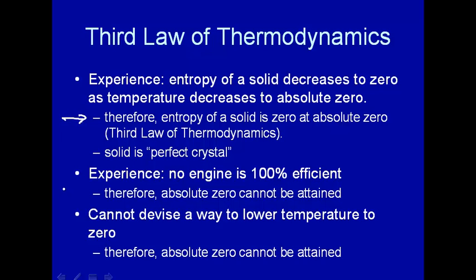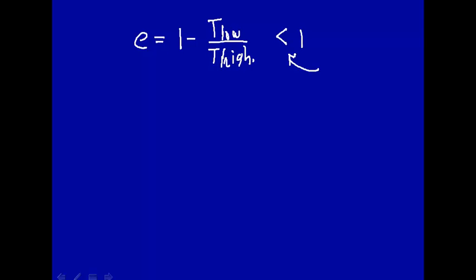Here's another statement of the third law. Remember that no engine is 100% efficient. When we talked about heat engines, we said the efficiency of a heat engine is 1 minus the temperature of the low temperature reservoir divided by the temperature of the high temperature reservoir. And experience has shown that this is always less than 1. So the efficiency is always less than 1. And again, this is not derived or anything. This is based on our experience.